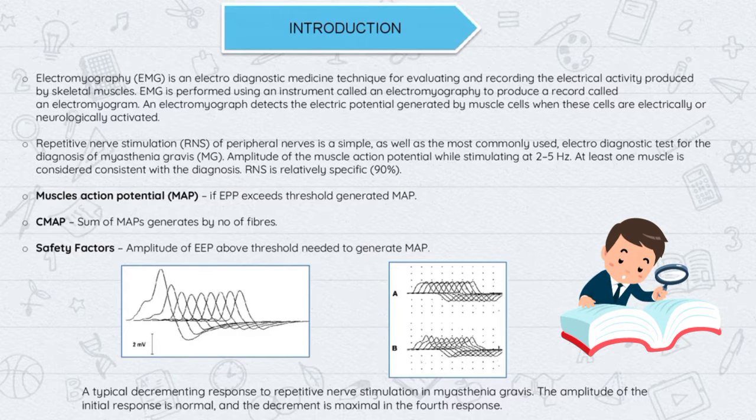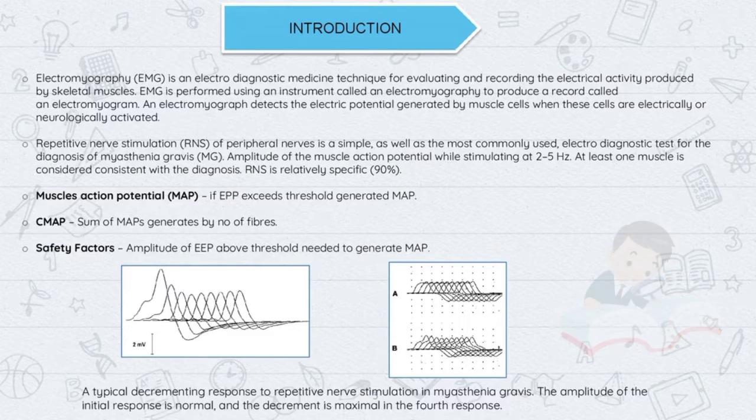This picture shows a typical decremental response to repetitive nerve stimulation in myasthenia gravis. The amplitude of the initial response is normal and the decrement is maximal in the fourth response.